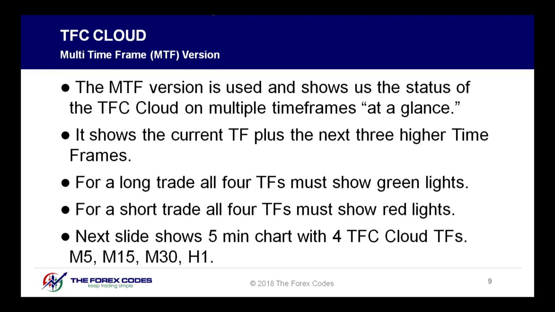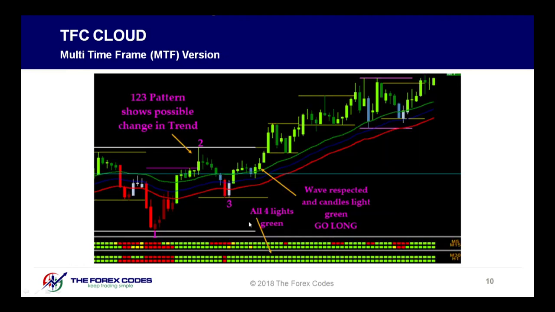The next slide shows a 5-minute chart with 4 TFC Cloud timeframes. And that is the current time frame, which is 5, and then 3 higher time frames. So you can see the cloud is not on here, but the lights are on here instead. All 4 green lights means price is above the cloud, above the Kumo, on all 4 of these time frames. So you can see in this, we've got a change of trend. We've got the thing I like, which is the 1, 2, 3 pattern, showing a possible change of trend. All 4 lights are green. The wave is respected, and the candles are light green, which means go long. Yep, but you've seen that in the other videos.